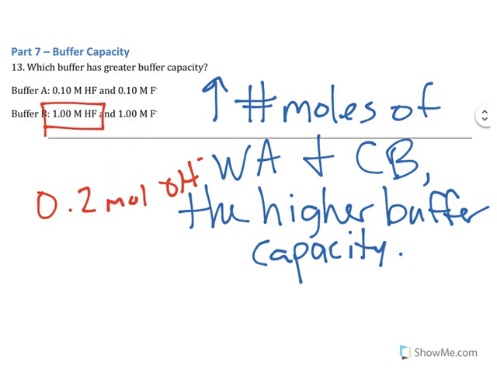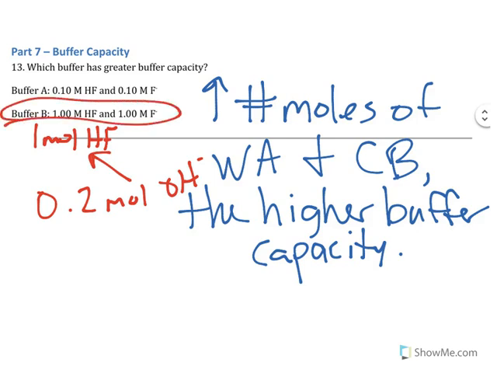But if this right here is occurring in a 1 liter solution, then I have 1 mole of HF. That's plenty of HF to react with this 0.2 mole of OH. So buffer B is going to have the higher buffering capacity.